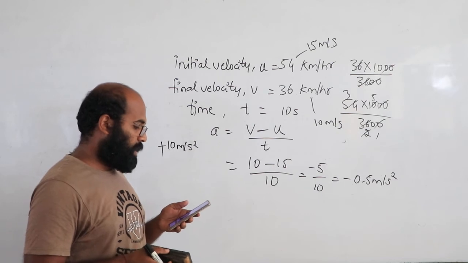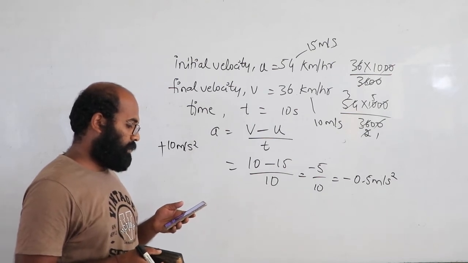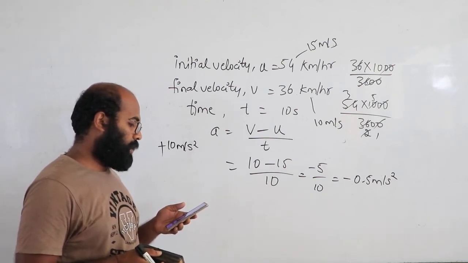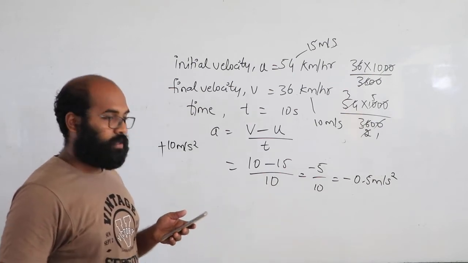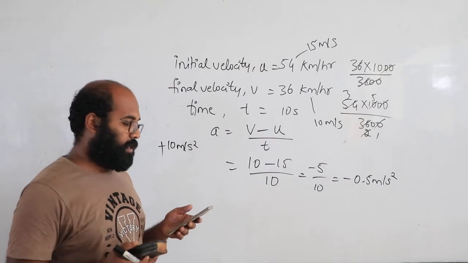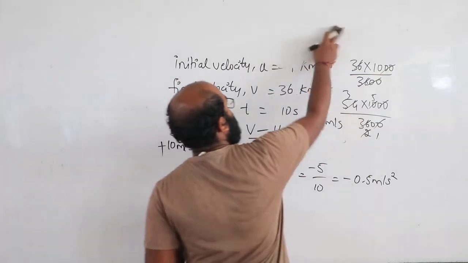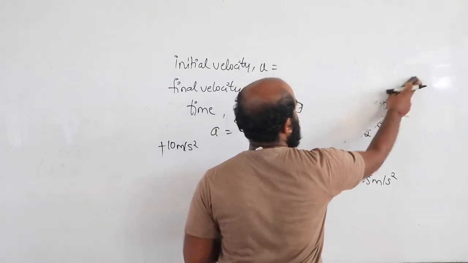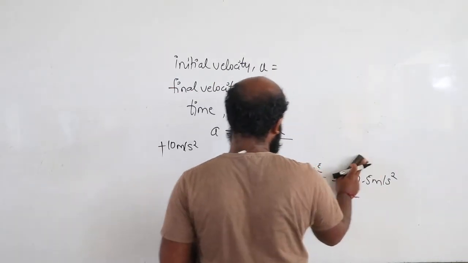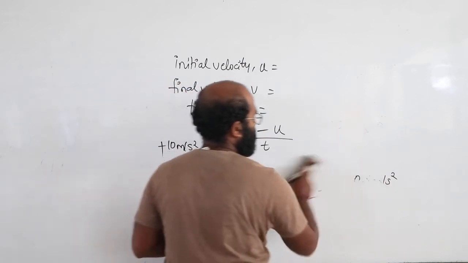A scooter traveling at 10 meter per second speeds up to 20 meter per second in 4 seconds. Find the acceleration. So a scooter is traveling at 10 meter per second, so the initial velocity. I am not changing the equation. I am just keeping it the same.